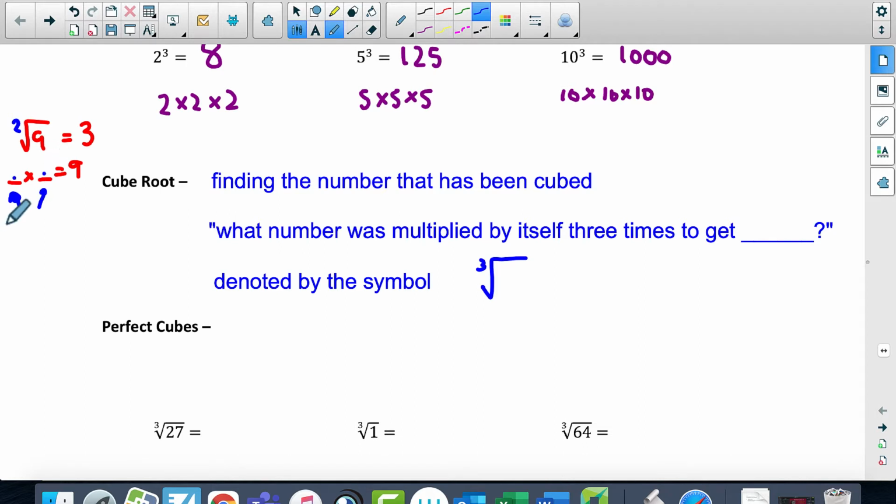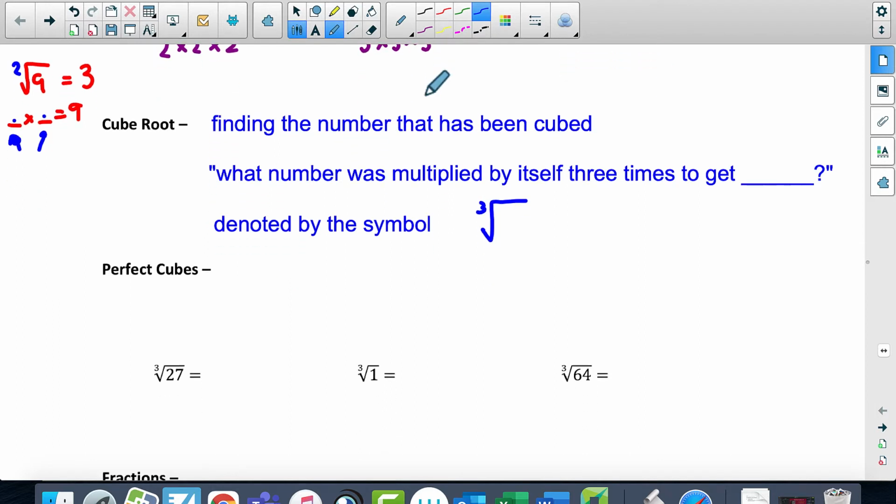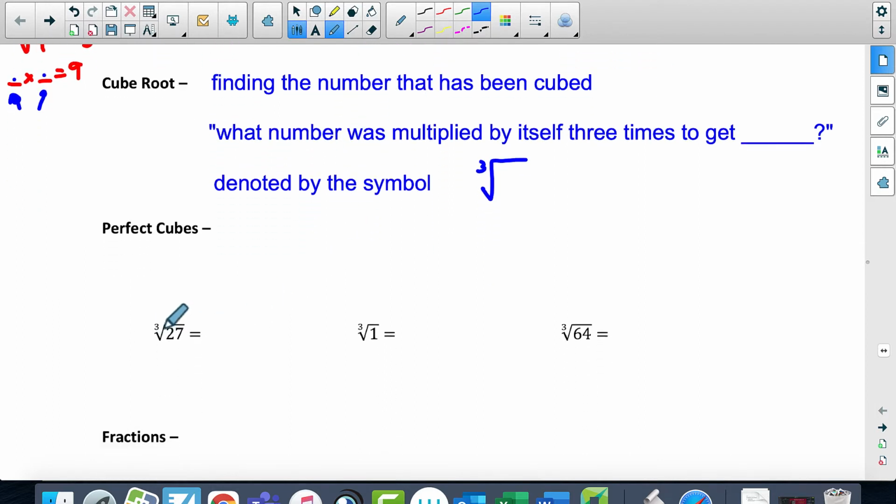1, 2. So in this case, because there's a 3 here, we're looking for a number that multiplies by itself 3 times. So if we were doing this, the cube root of 27, we're looking for a number that multiplies by itself 3 times, and we get 27.